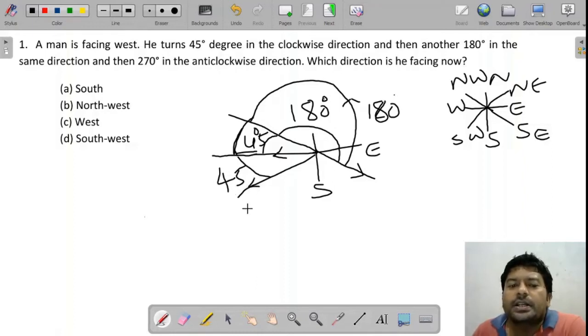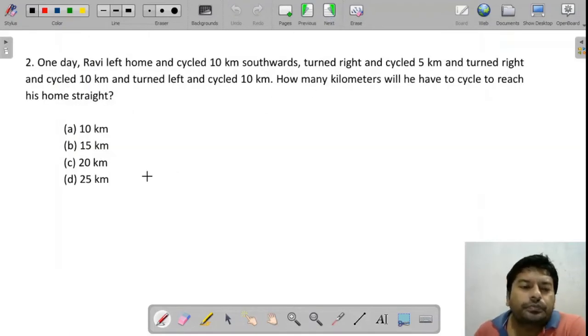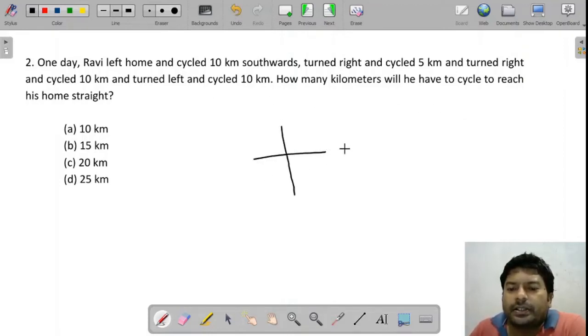His final direction is this, southwest. So the final answer is option D, that is southwest. We'll move on to the next question. Question number 2. Again we'll draw the directions here only: east, west, north and south.